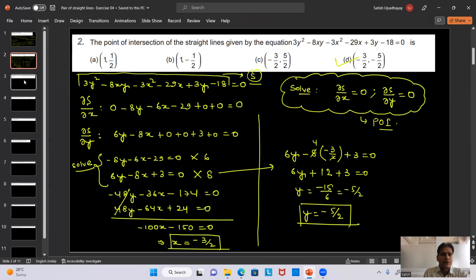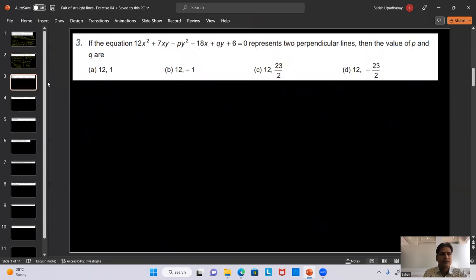Now moving to the next question, question number 3. If this given equation represents two perpendicular lines, then we have to find the values of p and q. So let's first write the equation: 12x² + 7xy − py² − 18x + qy + 6 = 0.